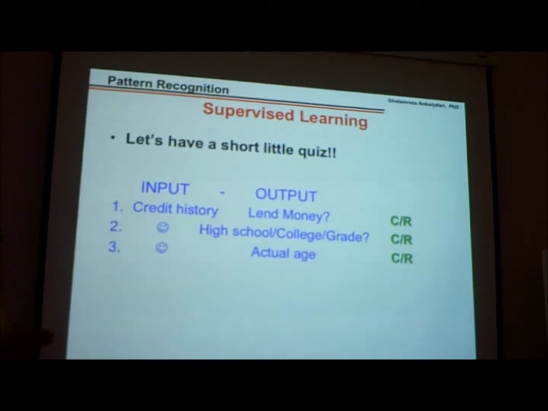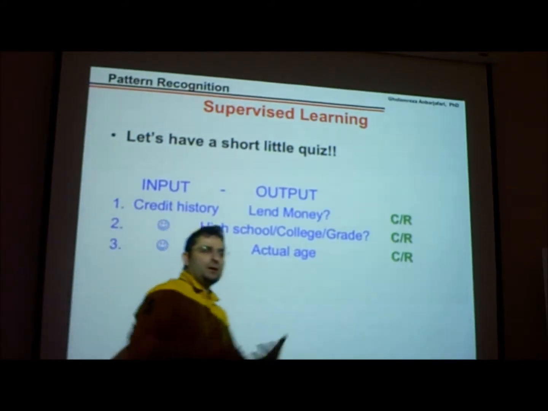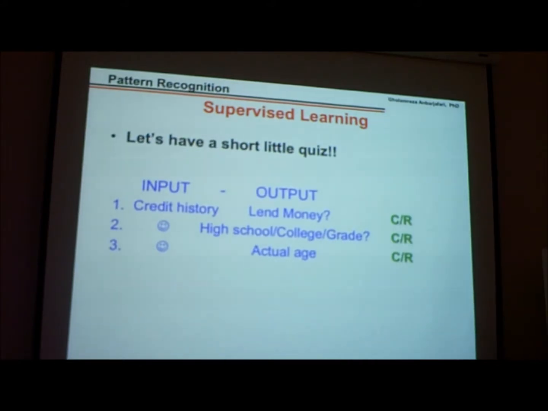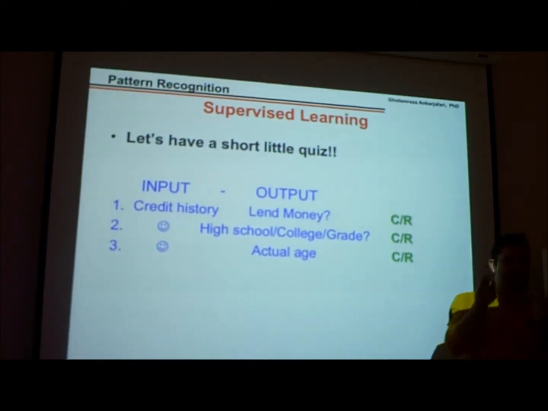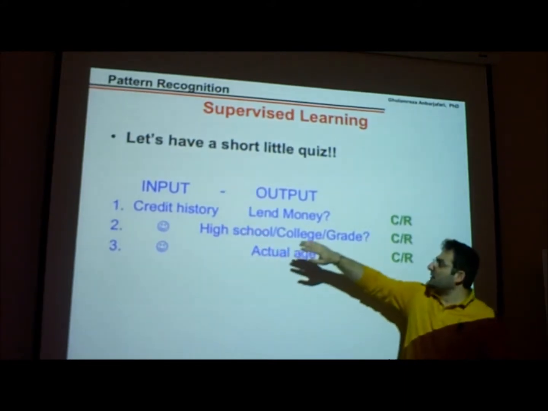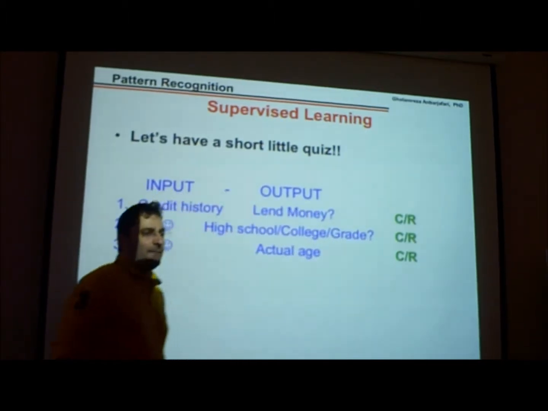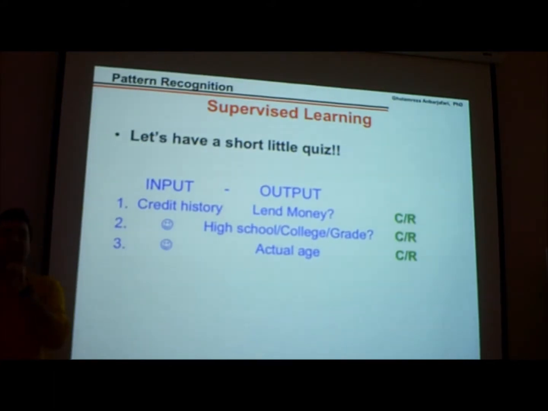Okay, let's start with the first one. Credit history. You know what a credit history is? The bank has a credit history. How much money I have, how much money I borrowed before, what the situation is on my credit card, do I pay them back regularly, or am I a very bad customer. So this is called a credit history. So the input is the credit history, and the output is that they either lend me money or they don't lend me money. So is it classification or regression? It's classification.